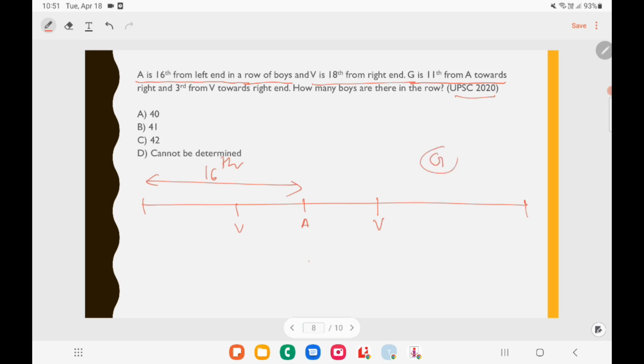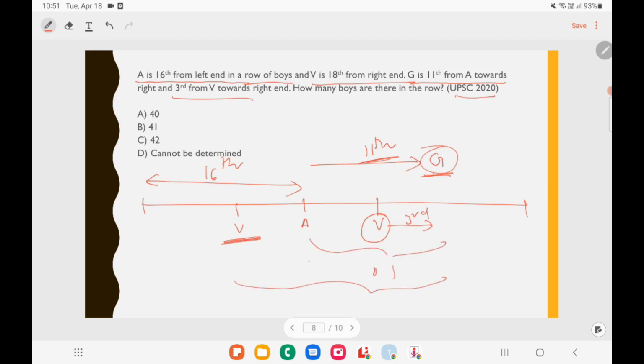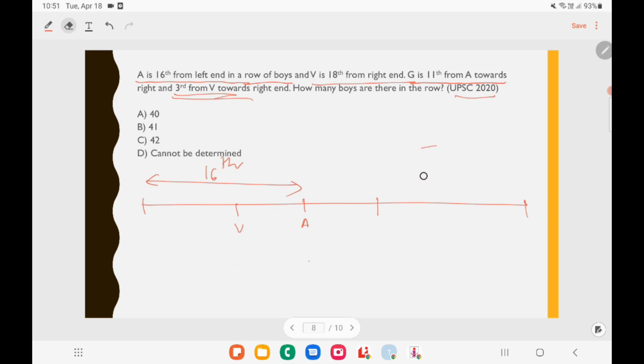So let's say G is somewhere here. Okay. So G is 11th from A towards right. And it is 3rd from V towards right. So let's say from V it is 3rd. So V's position will be here, not here. Why? Because if V's position was here and G is 11th from A, then from V, G should be at a position which is greater than 11th because A to G is 11. So from V to G, it should be greater than 11. But here it is said that it is 3rd from V. That means V will be here, right? V will be here. So we now got the position of V.